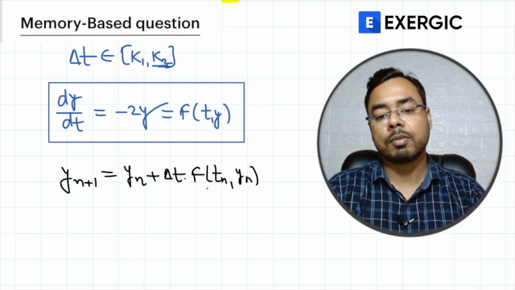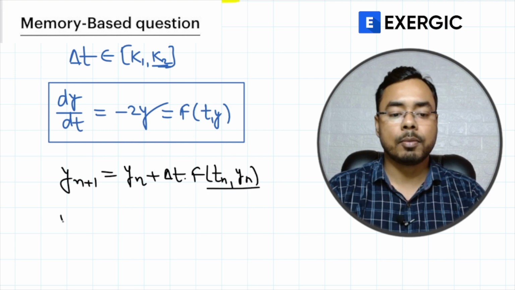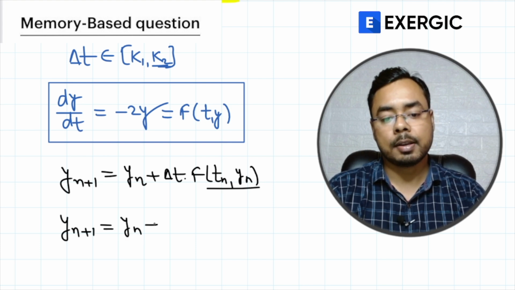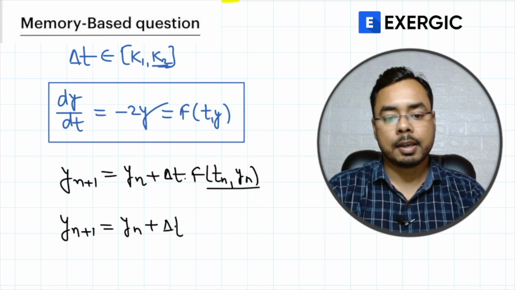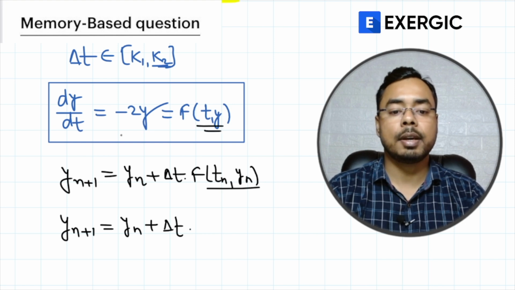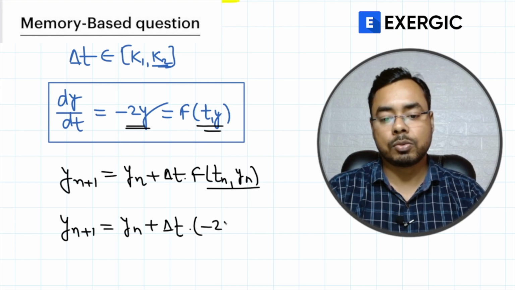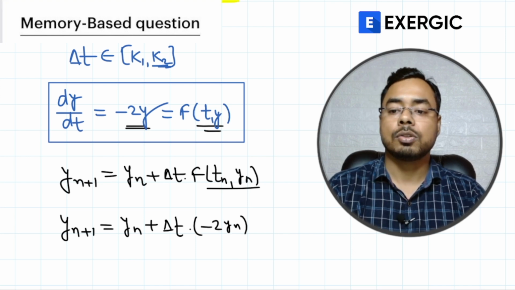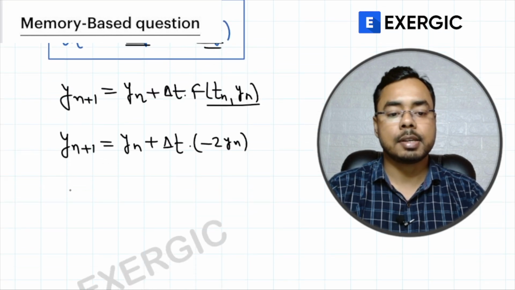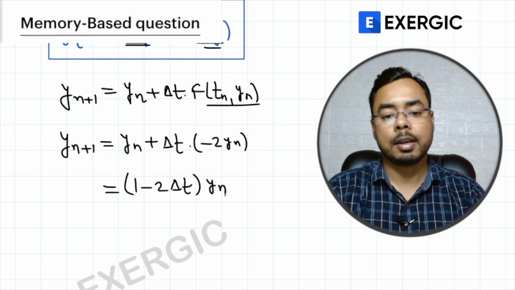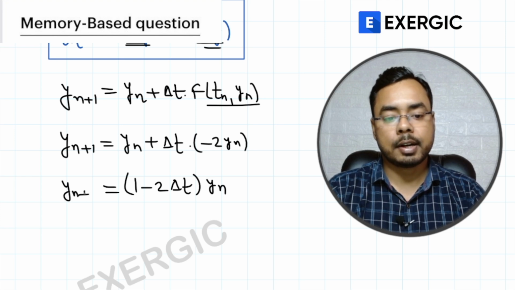This is something that we have to write here. So now this will become y_{n+1}, and this will be equal to y_n plus delta t times f(t, y), and the expression for f(t, y) is minus 2y. So similarly here also you will get minus 2 times y_n, right? So now we can rewrite this relation as y_{n+1}. If I take y_n common, then I will get (1 minus 2 times delta t) multiplied by y_n, and this is the relation that we have obtained.